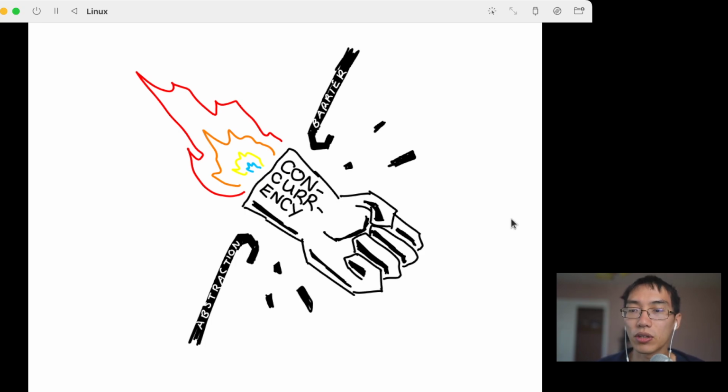But there's another thing that I want to mention here, which is that what makes concurrency really difficult, in my opinion, is the fact that it smashes through abstraction barriers.